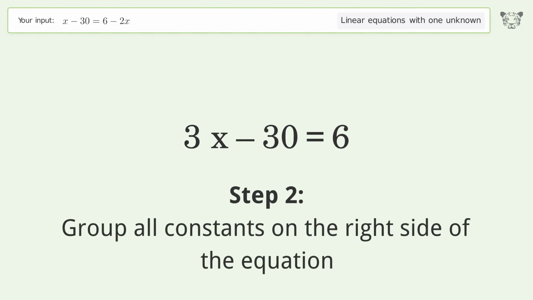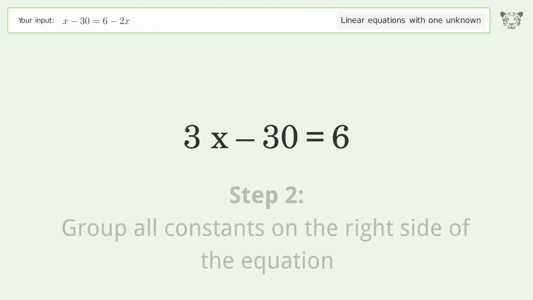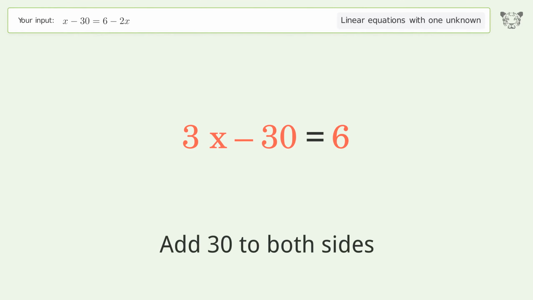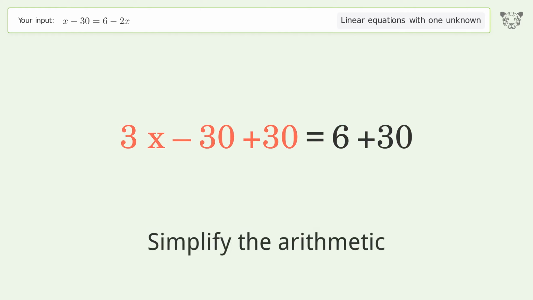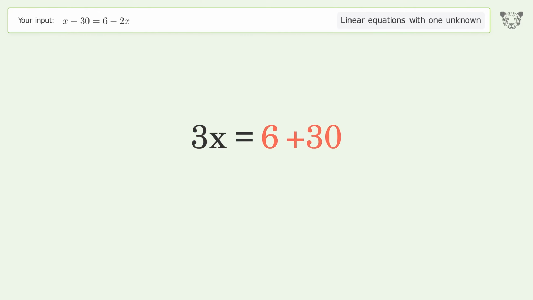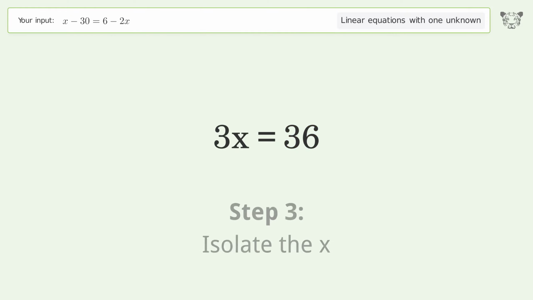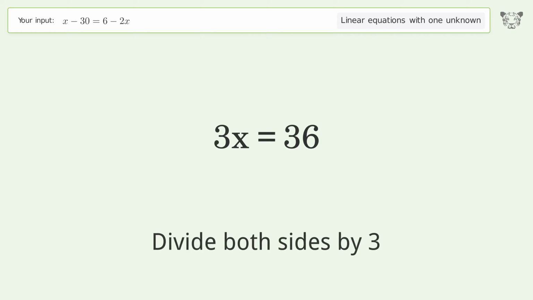Group all constants on the right side of the equation. Add 30 to both sides. Simplify the arithmetic. Isolate the x. Divide both sides by 3.